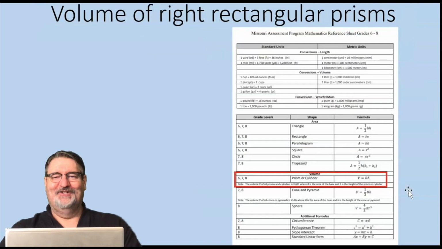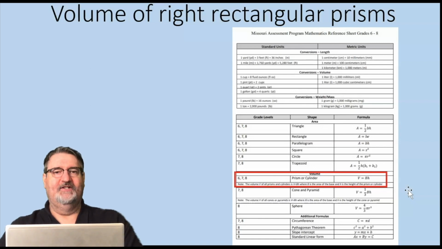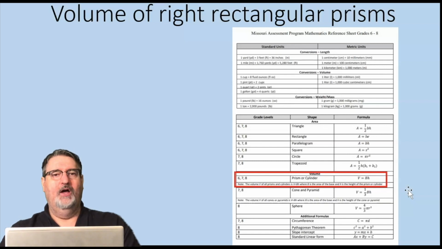All right, so we've been doing a lesson on the volume of right rectangular prisms. And you found out that all it is is base times height. And base, every time, is just length times width. And so you'll have this formula sheet right here that will help you out. So there's no reason to freak out and get nervous about it.